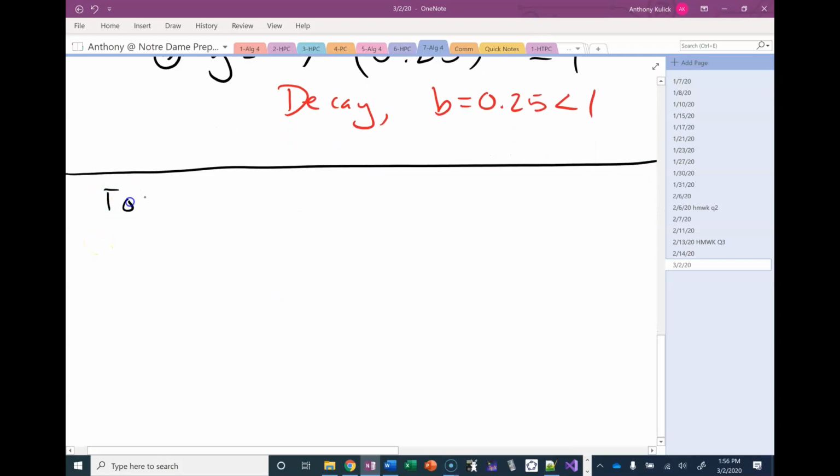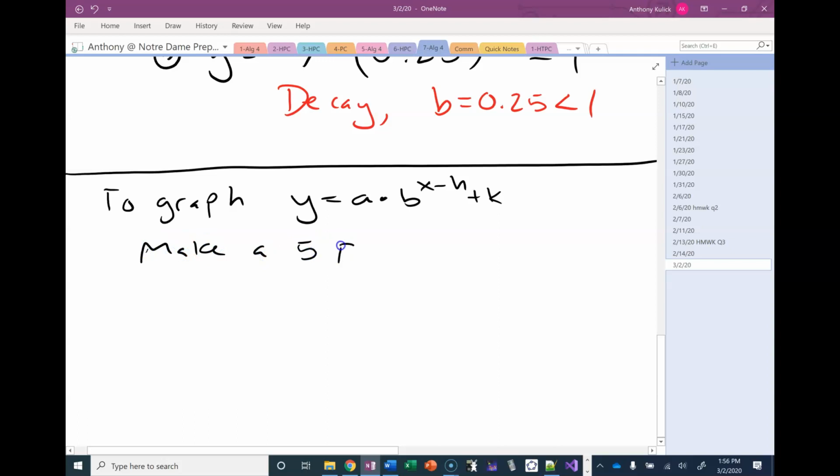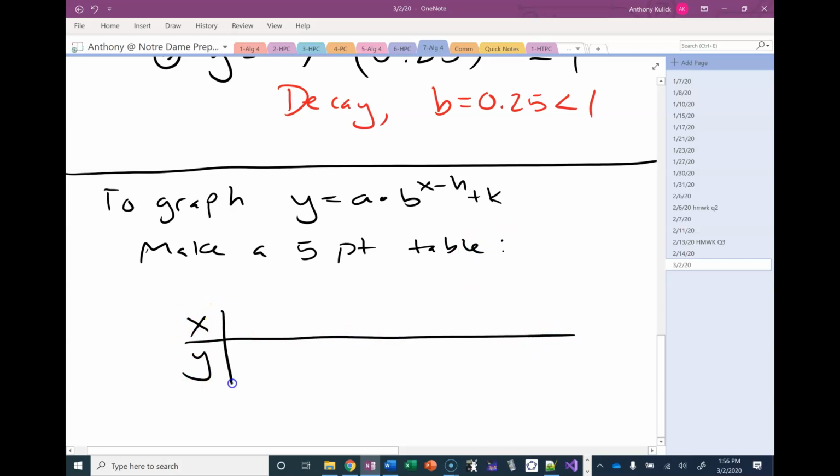Okay. To graph an exponential function, we need to make a 5-point table, an XY table. And the way we're going to choose our x's is going to be as follows.